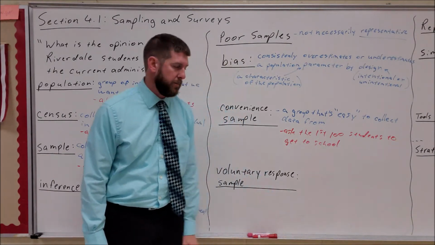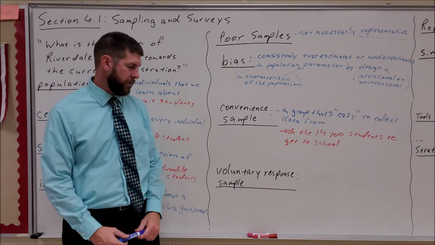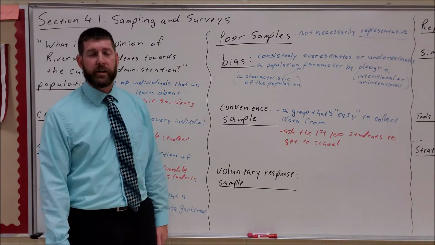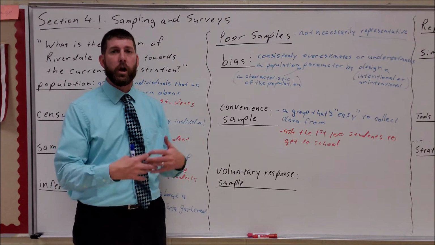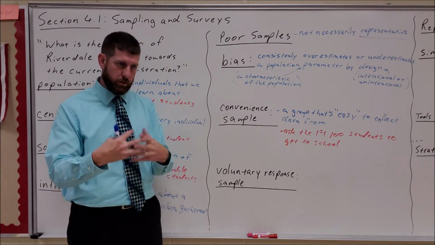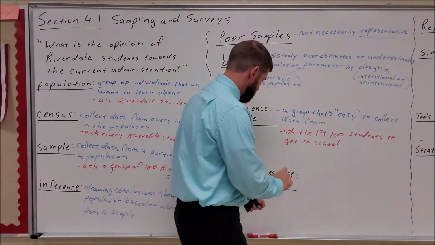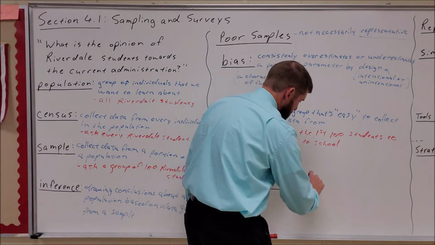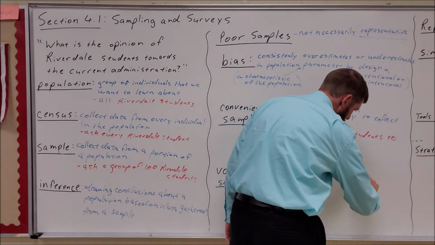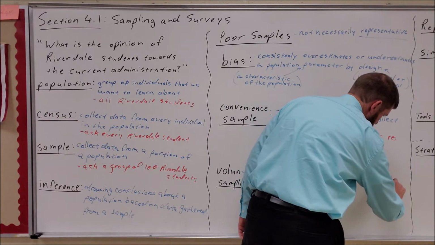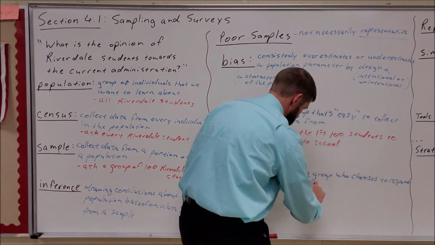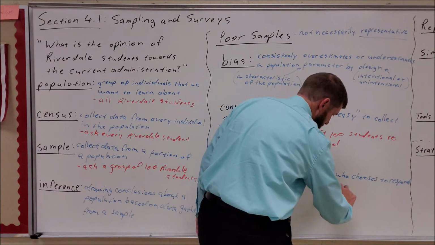Voluntary response sample. So voluntary response, again, I think that one's self-explanatory. People are choosing to respond. But the key is that they're choosing to respond to an open invitation. Everybody had the chance to respond, okay? But these people chose to respond. So a voluntary response sample is a group who chooses to respond to an open invitation.